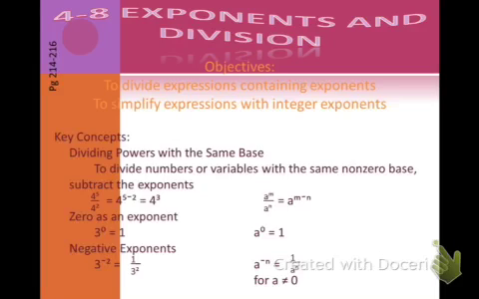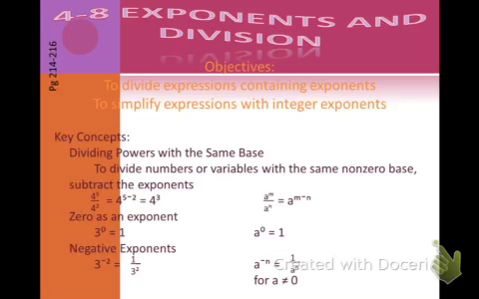Another thing you need to know is you cannot have a negative exponent when you're finished with your math. So we'll go over some options of how to get rid of a negative exponent. Dividing powers with the same base. Again, it has to have the same base. The base is a bigger number, and the exponent is the tiny number at the top on the right-hand side. To divide numbers or variables with the same base, subtract the exponents.